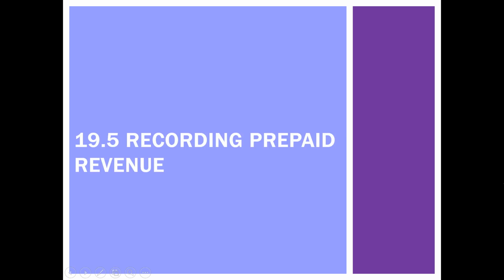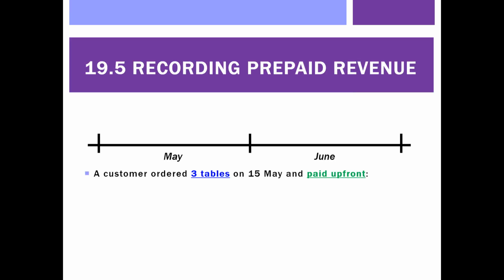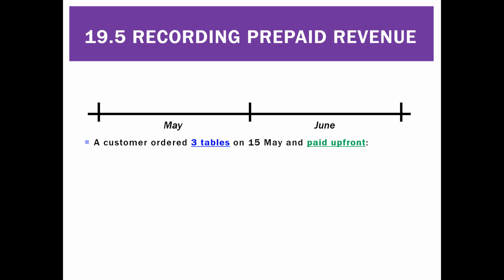Okay, we know what a prepaid revenue is. Let's look at how we might record one. In the previous example, we looked at a business that receives orders from customers up front, they get the money, and then they go and make them tables.